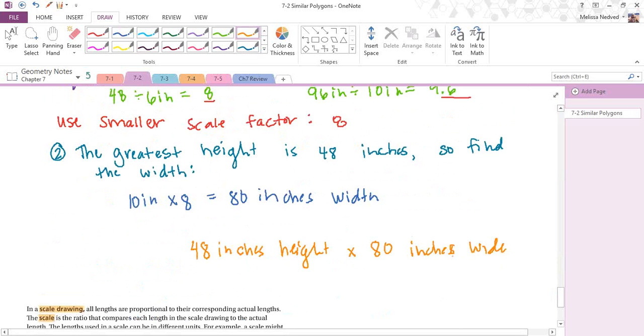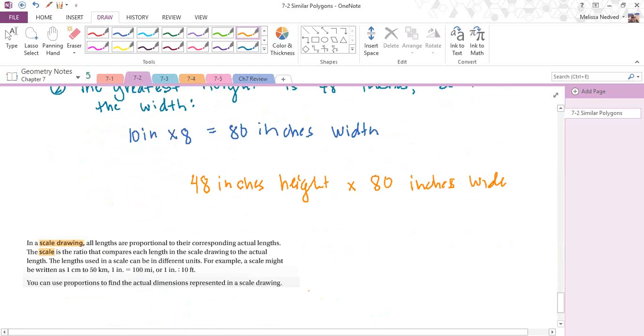So in this one, it's just a 2-step process. First, check to see which scale factor you use. How many times can you blow it up to fit the height? How many times can you blow it up to fit the width? Pick the smaller one so you don't end up going over your poster, and then find the remaining value.